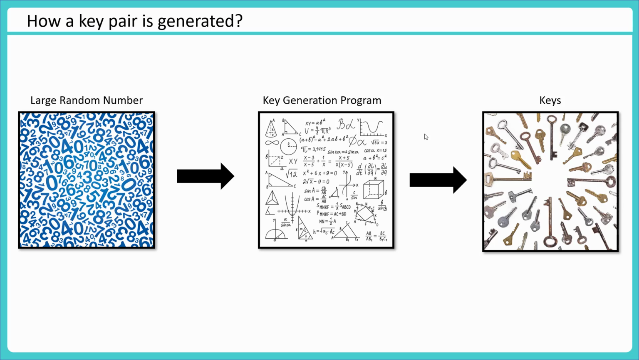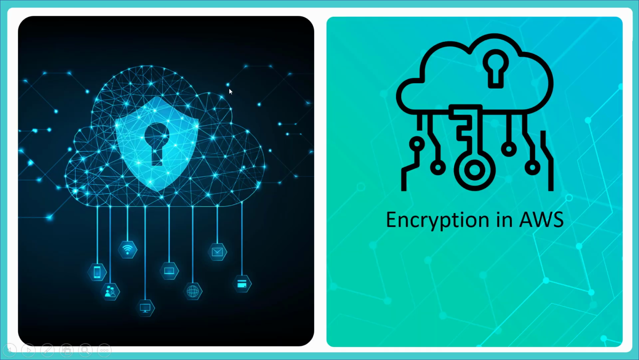So with a large random number, and as it is random, the next key I generate using the same key generation program would be different, and then those keys can be tagged or used for different purposes. It purely depends on your use cases. So how does encryption work in AWS? Obviously it is a lengthy process, but I'll explain some basic details.